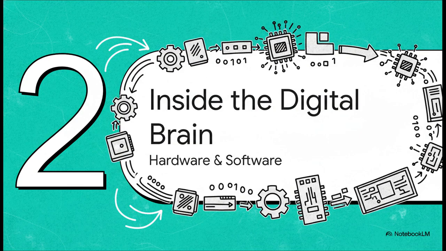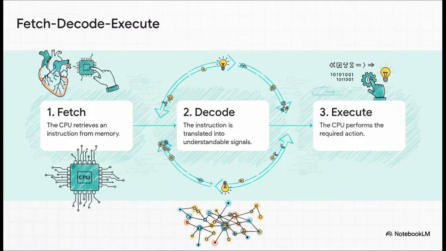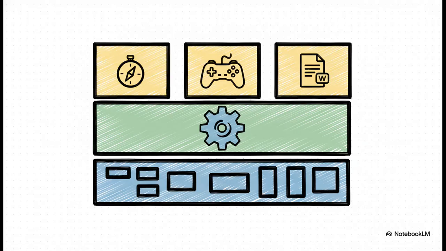Okay, so if binary is the language, who or what is actually doing the talking? Let's peel back the cover and look at the machine parts and the instructions that process all those 1s and 0s. Think of this as the actual heartbeat of your computer. The central processing unit, or CPU, is in this constant rhythm: fetch, decode, execute. It grabs an instruction, figures out what that instruction means, and then it does it. This is happening billions of times every single second.